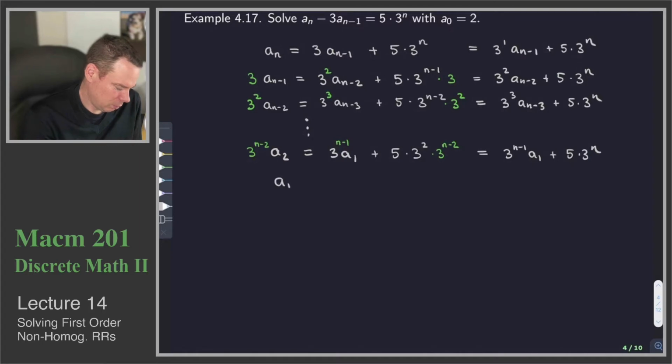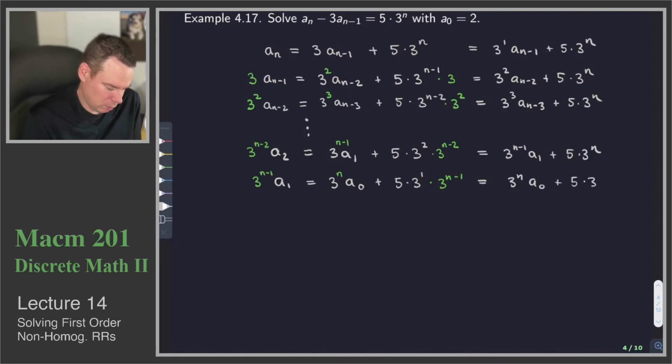And then lastly, we'll do it for a sub 1. That would have a 3 to the n minus 1. And then we've got a 3, and this will be an n. And then we've got our a sub 0 plus 5 times 3 to the power of 1 times 3 to the n minus 1. And that becomes 3 to the n a sub 0 plus 5 times 3 to the n.